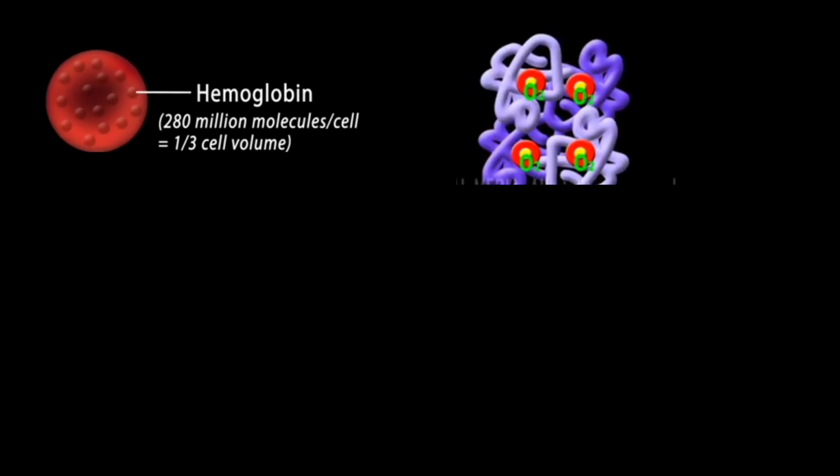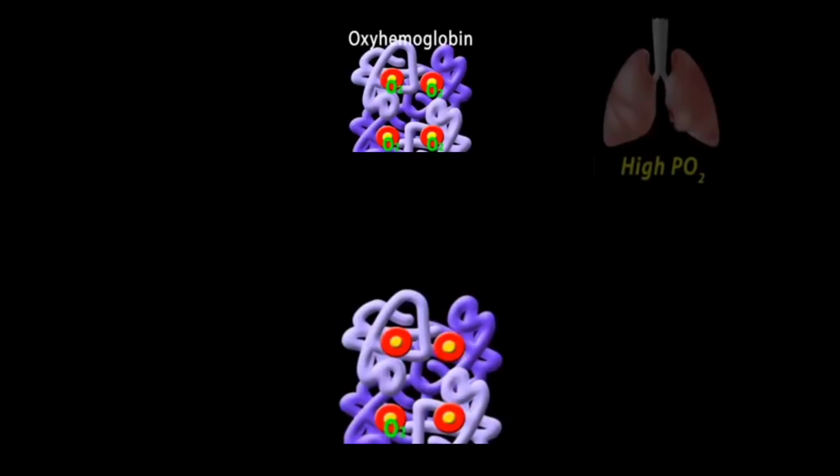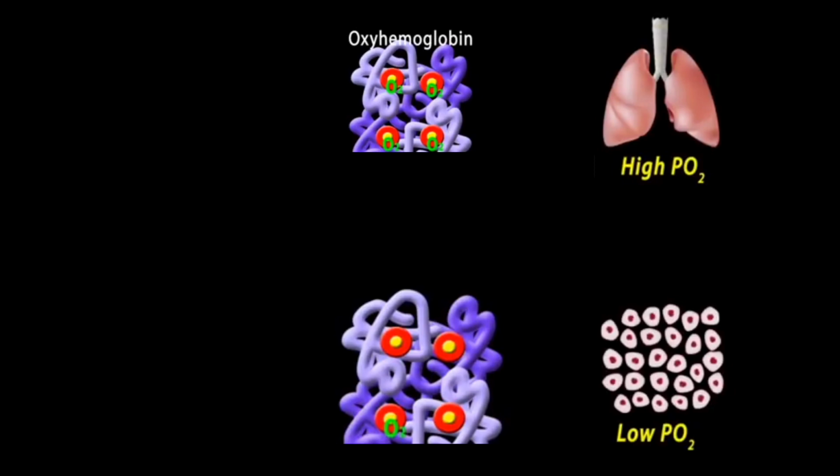Formation of the hemoglobin-oxygen complex, known as oxyhemoglobin, is reversible depending on oxygen partial pressure. Oxygen binds in the lungs where its pressure is high and dissociates in tissues where its pressure is low. While hemoglobin is responsible for transport of most of the oxygen, it only carries a small portion of carbon dioxide.